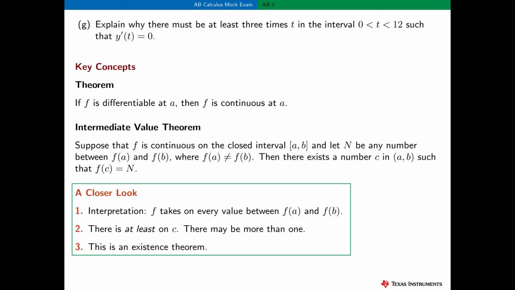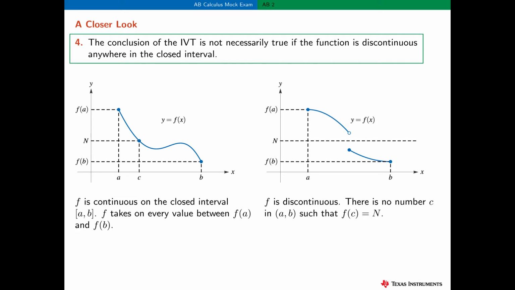Let's take a closer look at this theorem. First, here's an interpretation. If the conditions are satisfied, then f takes on every value between f of a and f of b. The theorem says there is at least one value c. There certainly could be more than one. And this is an existence theorem. That means it guarantees the existence of a value c, but it doesn't tell you how to find it. I think it's important to note that the Intermediate Value Theorem is not necessarily true if the function is discontinuous anywhere in the closed interval a to b.